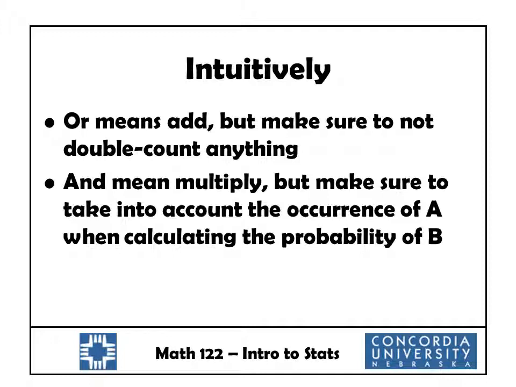So make sure you take into account that A has already occurred when calculating the probability of B. So you should be able to use these rules to calculate some probabilities.